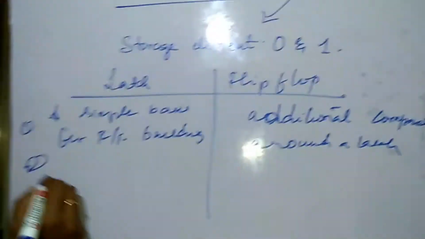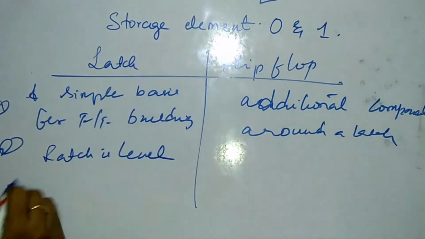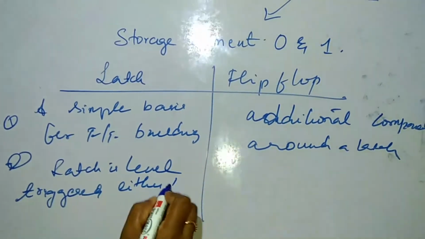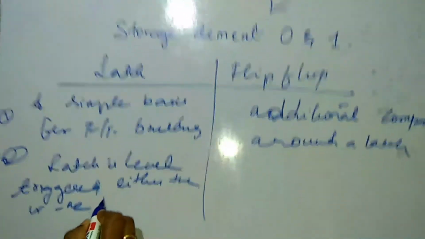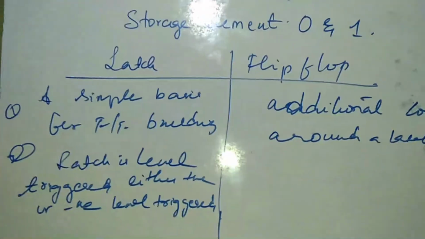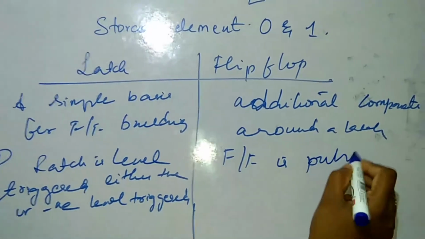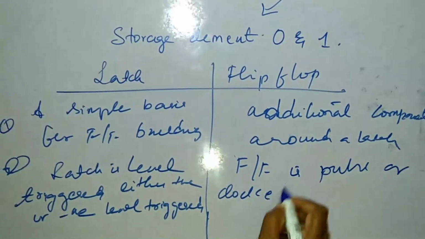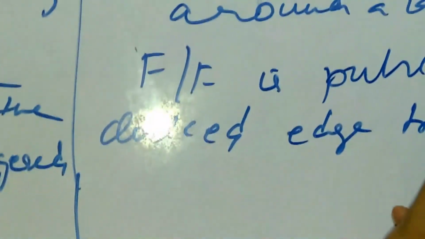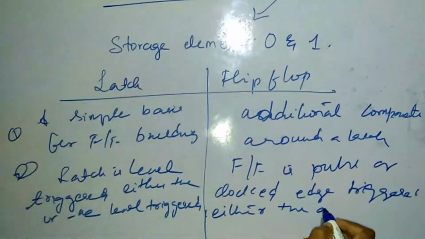The next difference is that a latch is level triggered. I'll tell you all what exactly level triggered is. Level triggered, either positive or negative level triggered. Here the flip-flop, we very well know, is pulse or clock edge triggered, that is clock edge triggered, either positive or negative.